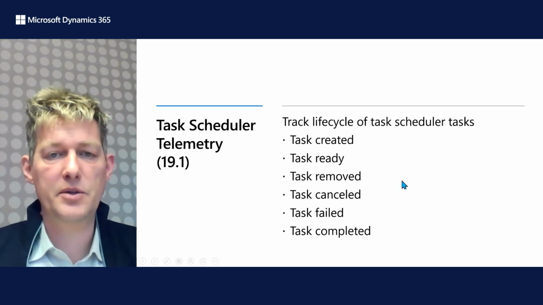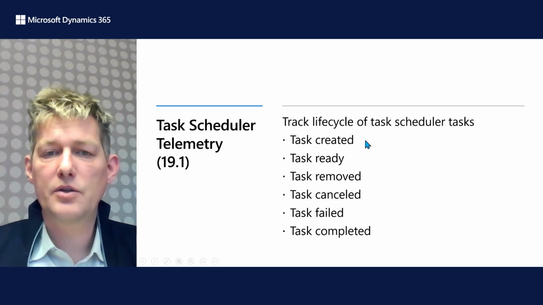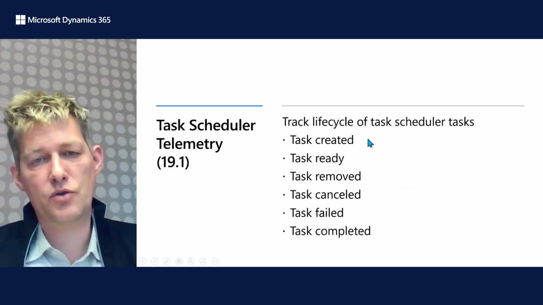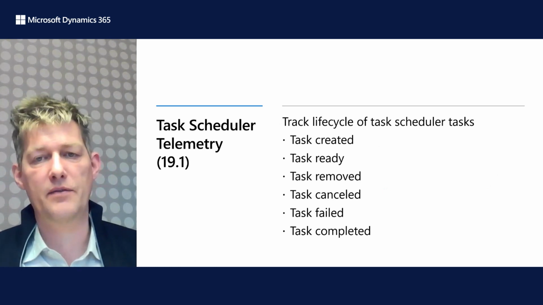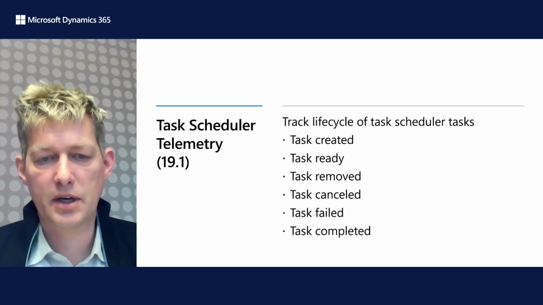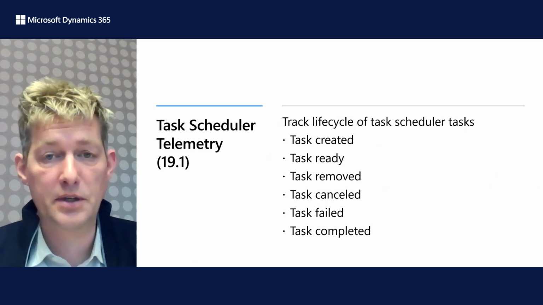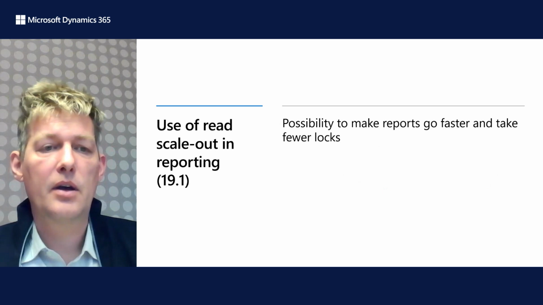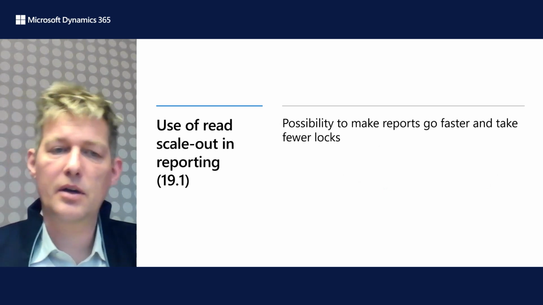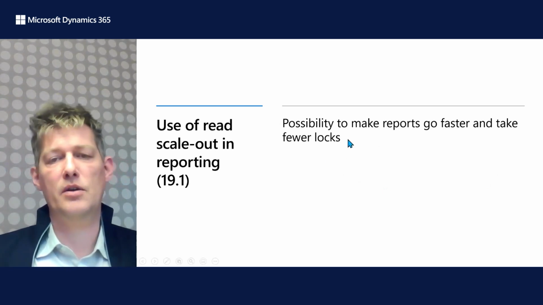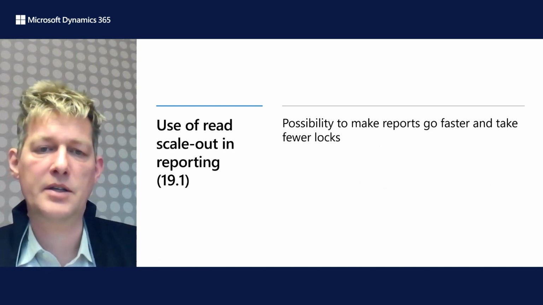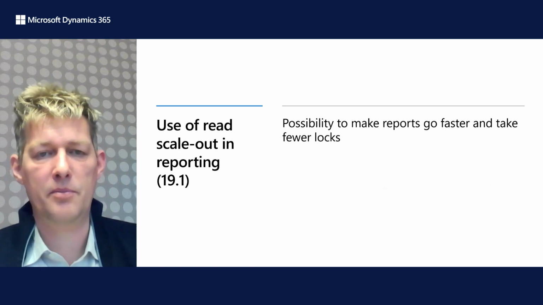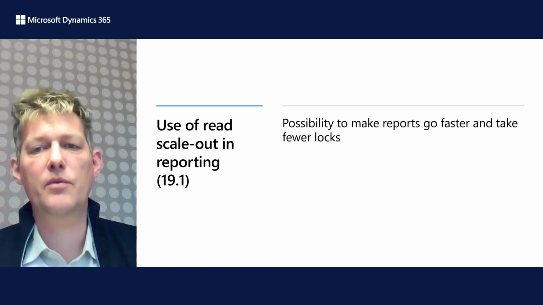Task scheduler telemetry was also added in 19.1. So you have the ability to track task created, ready, removed, so you can track the life cycle of task scheduler tasks, also the performance of these. The use of read scale out in reporting means you can look at whether any reports could go faster and take fewer locks. So there is an ability or possibility to make reports go faster.